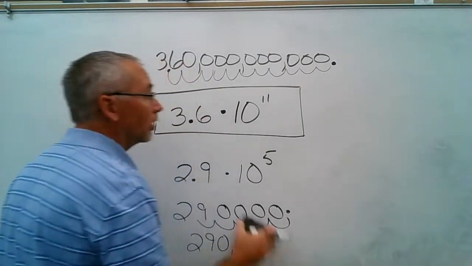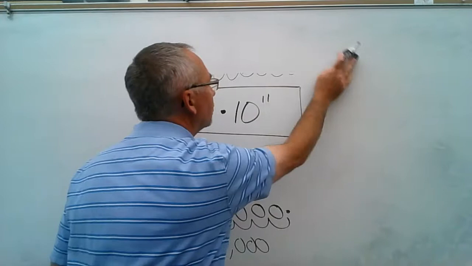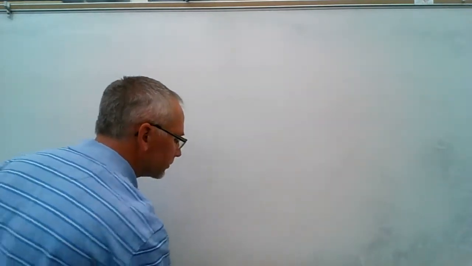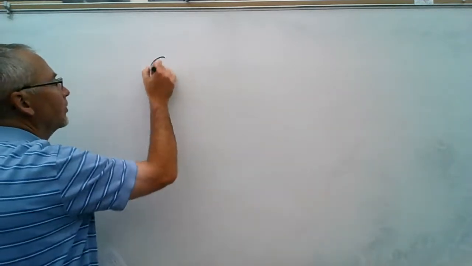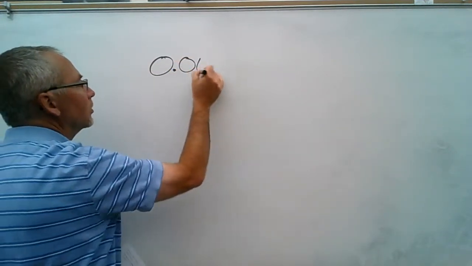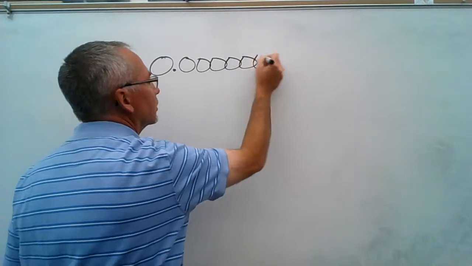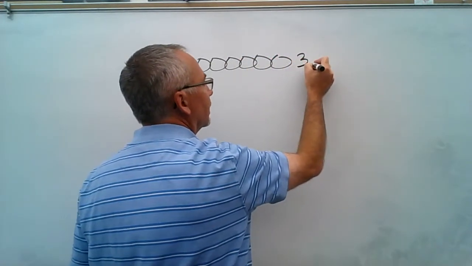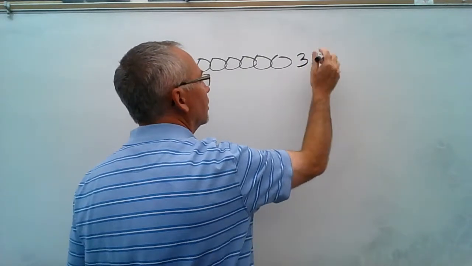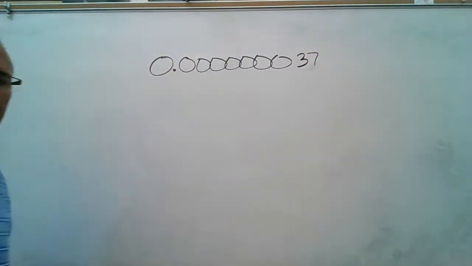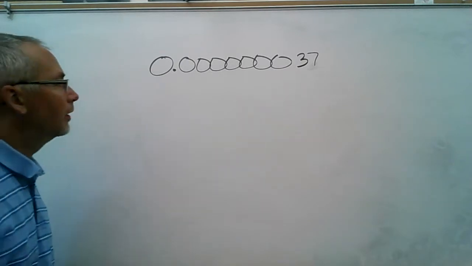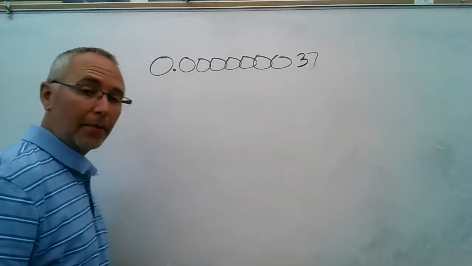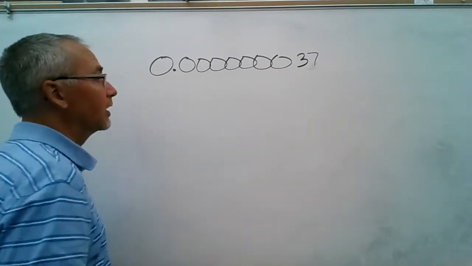Now the same thing works if we have a really small number. If we have a really, really small number, for example, we have 0.000000003.7. Okay? I don't want to have to write that a bunch of times, so I'm going to come up with the same idea to solve it with scientific notation.